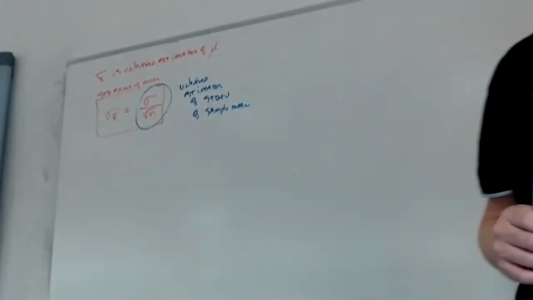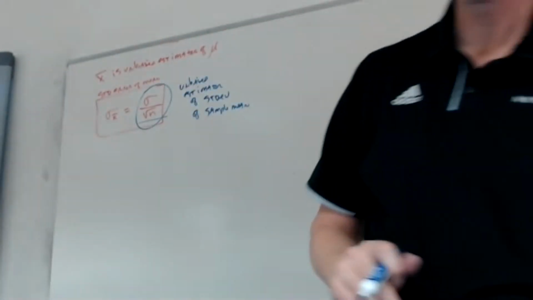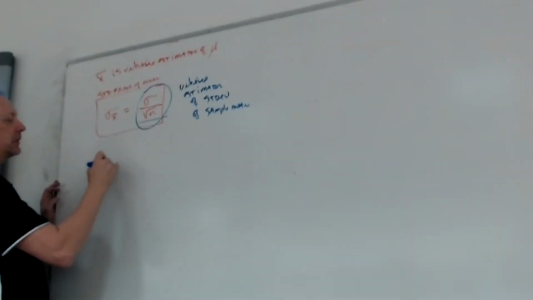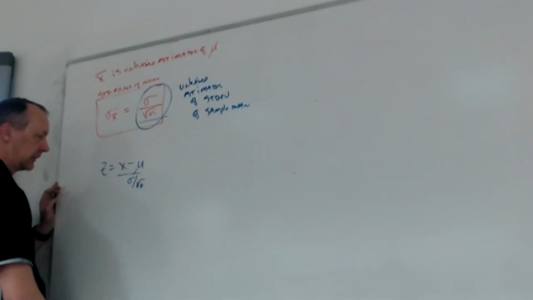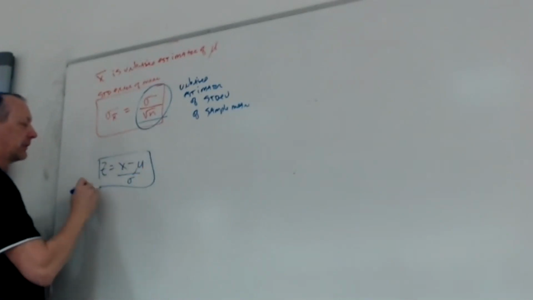It's good enough. Okay, so this is going to be our relationship. You remember previously, the formula that I gave you was z equals x minus mu over sigma. That was the formula I gave you before.